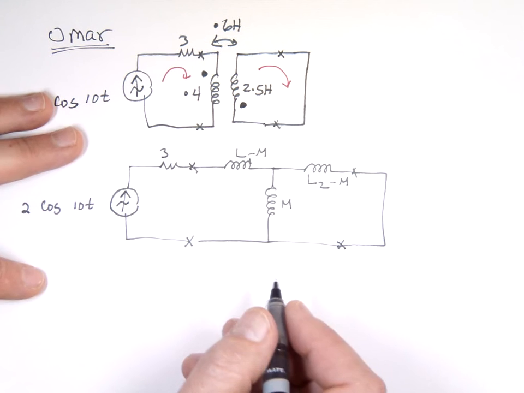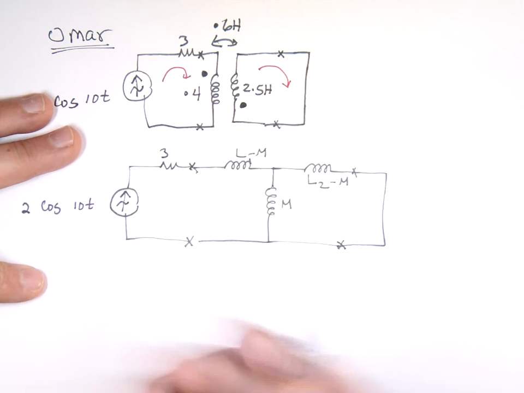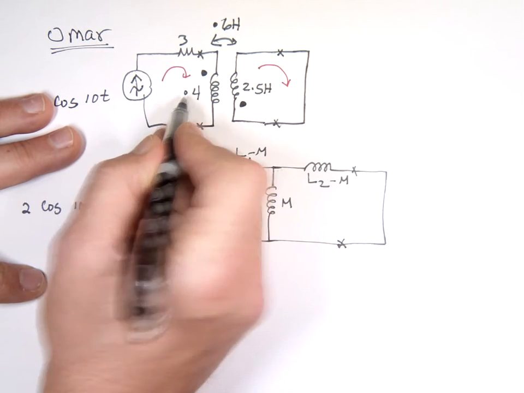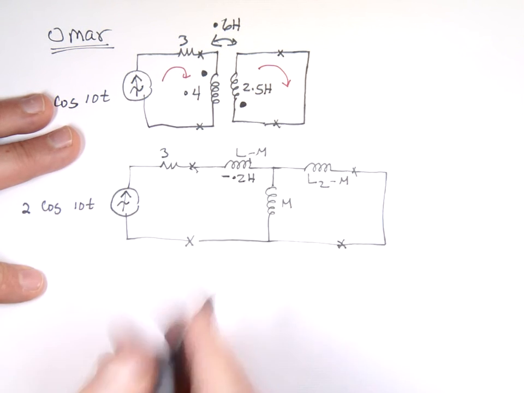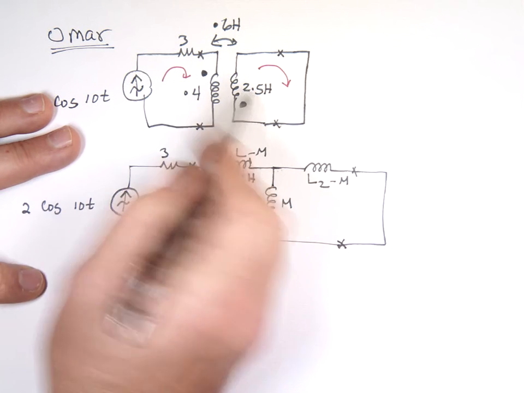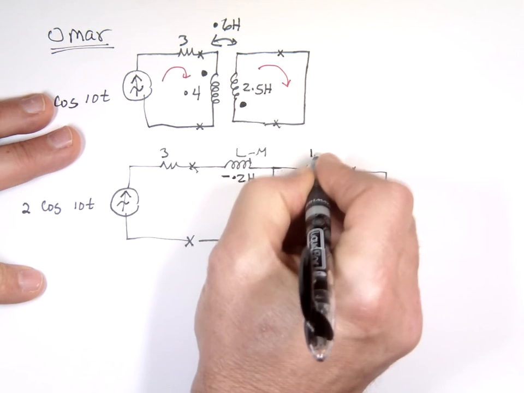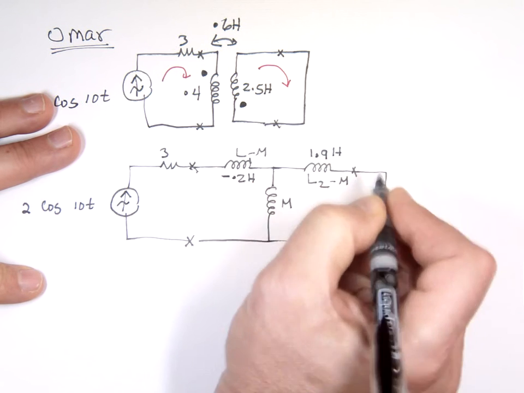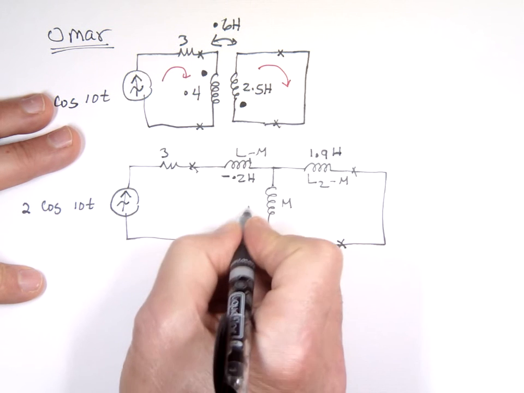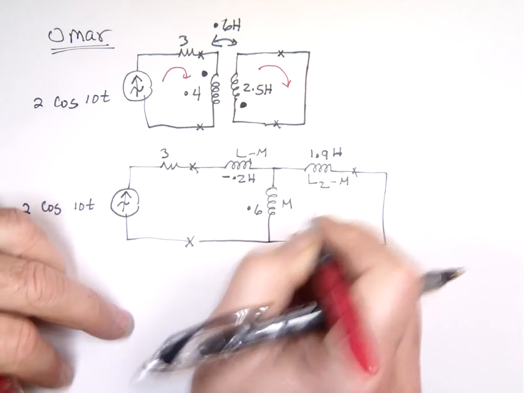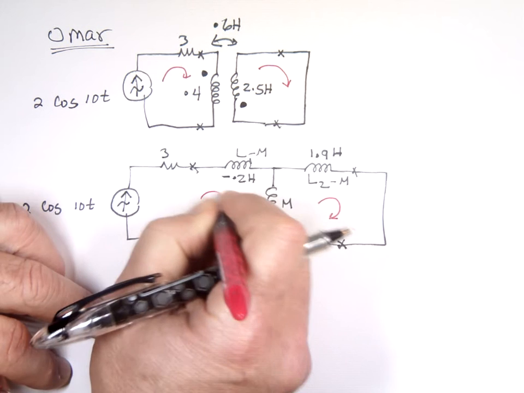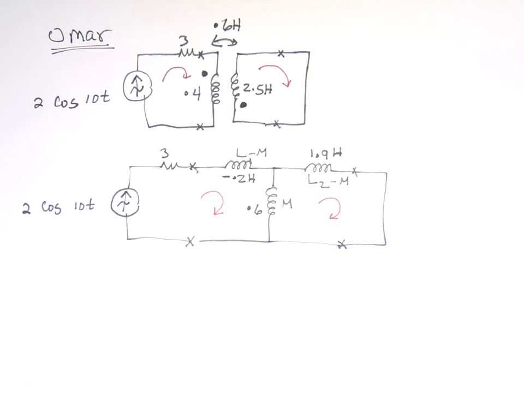So let's convert them. What's L1 minus M? 0.4 minus 0.6, that's a negative 0.2 Henry, negative. L2, 2.5 minus the 0.6, 1.9 Henry. And this is 0.6 Henry. And we decided Omar wanted both currents to be going in the same direction. So let's change them to phasors. Two angle zero.